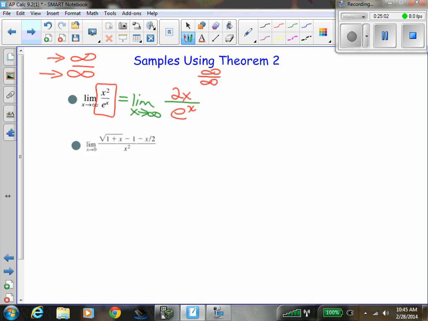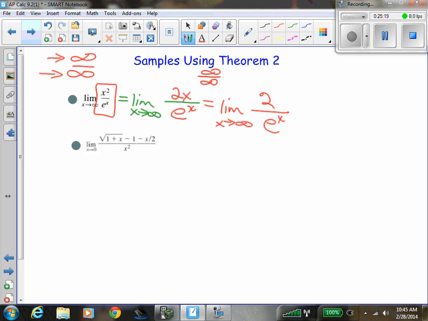All right, do it one more time. Okay, so we're going to do the limit as x approaches infinity. Now on the top, what are we going to get this time? Alex, what are we going to get as the top one? All right, 2. And on the bottom, e to the x.